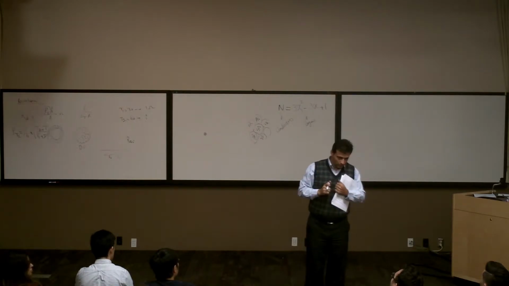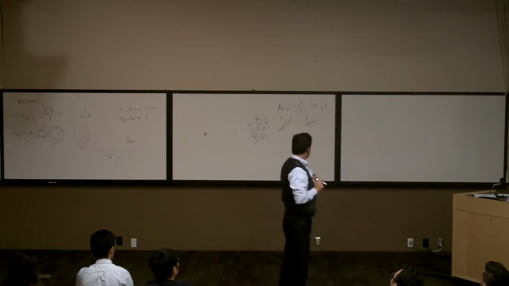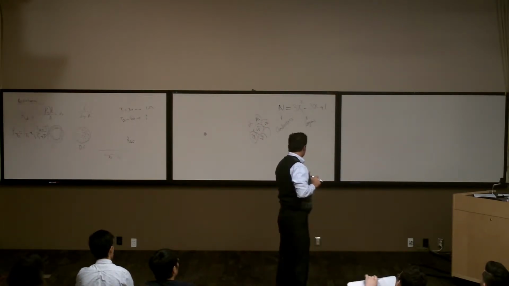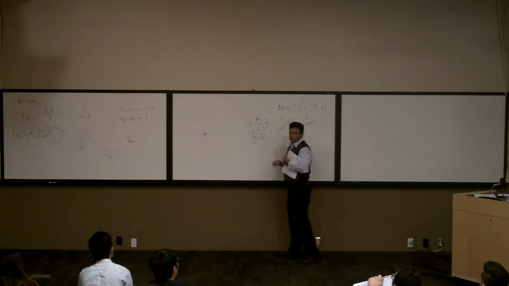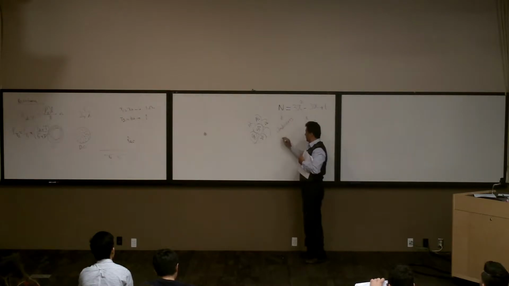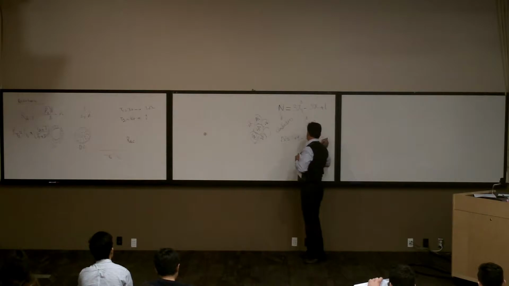So x is layers. Like in this example that you've drawn, would that be just one? No, 2. There are 2 layers. Oh, okay. So if you have 3 layers, N is going to be how many? If you have 3 layers, it's going to be 3 times 9 minus 9 plus 1, which is 27 minus 9 plus 1, 19.